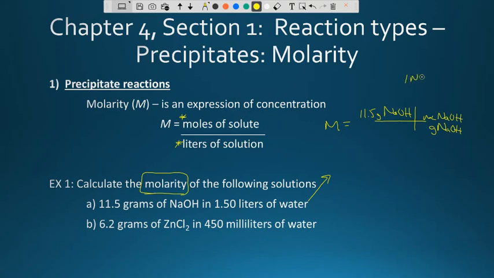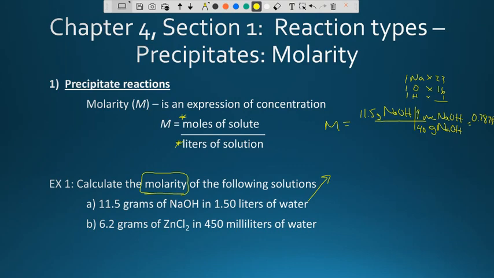I see that I have one sodium, one oxygen, and one hydrogen. Well, the formula mass on my sodium is 23, 16, and 1. So the entire formula mass, 1 mole's worth, is 40 grams. That will give me 0.2875. That's moles of my sodium hydroxide.